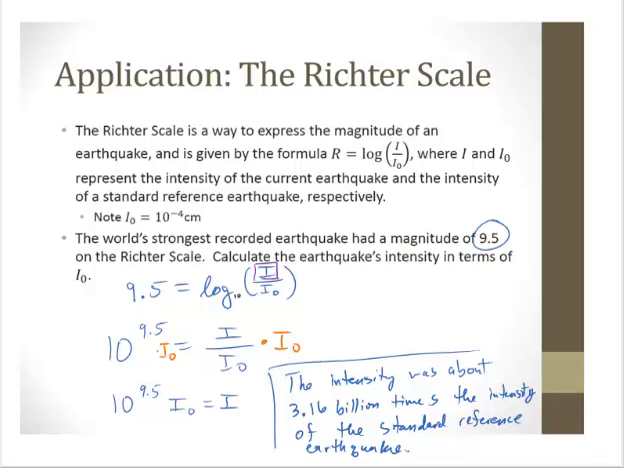All right. With this Richter number, every time you move up 1 on the Richter number, the intensity increases by a factor of 10. So we're moving up, in a sense, from 0 to 9, and so our intensity is going up by 10 to the 9th power, so we're in the billions.